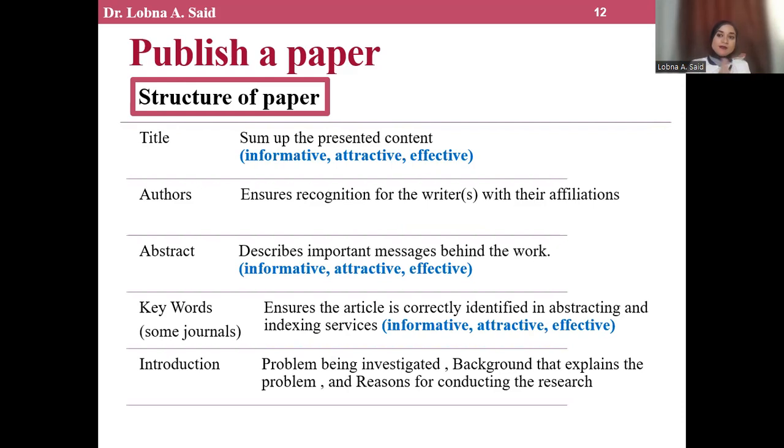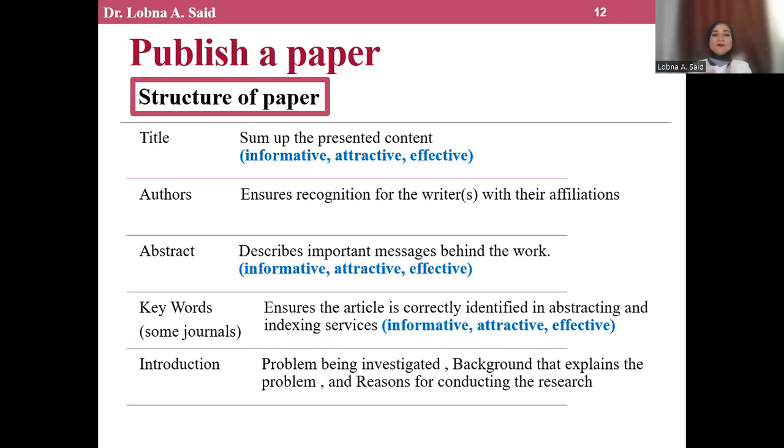Okay. Second thing, the authors. You have to write the correct authors in order, and their affiliations are important. So you must make sure that the authors are well identified and the affiliations are correct.